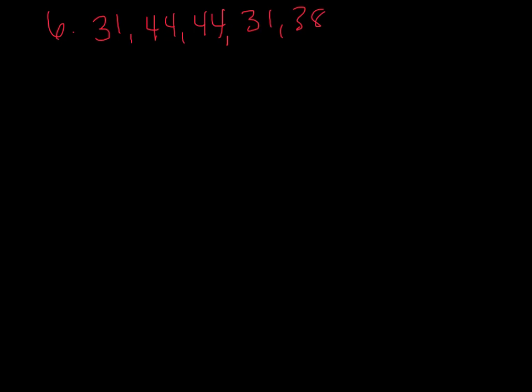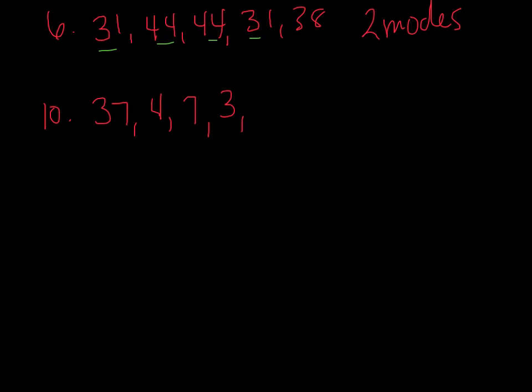Why does it have 2 modes? Because we have 2 31s and we have 2 44s. So all we have to write is 2 modes. Okay, let's look at 10 here. 10 is asking us to find the outlier and tell how it affects the mean. Glad that we went through this because we didn't add this into our notes. Okay, so let's write down the number set. 37, 4, 7, 3, 11, 9, 13, and 5.